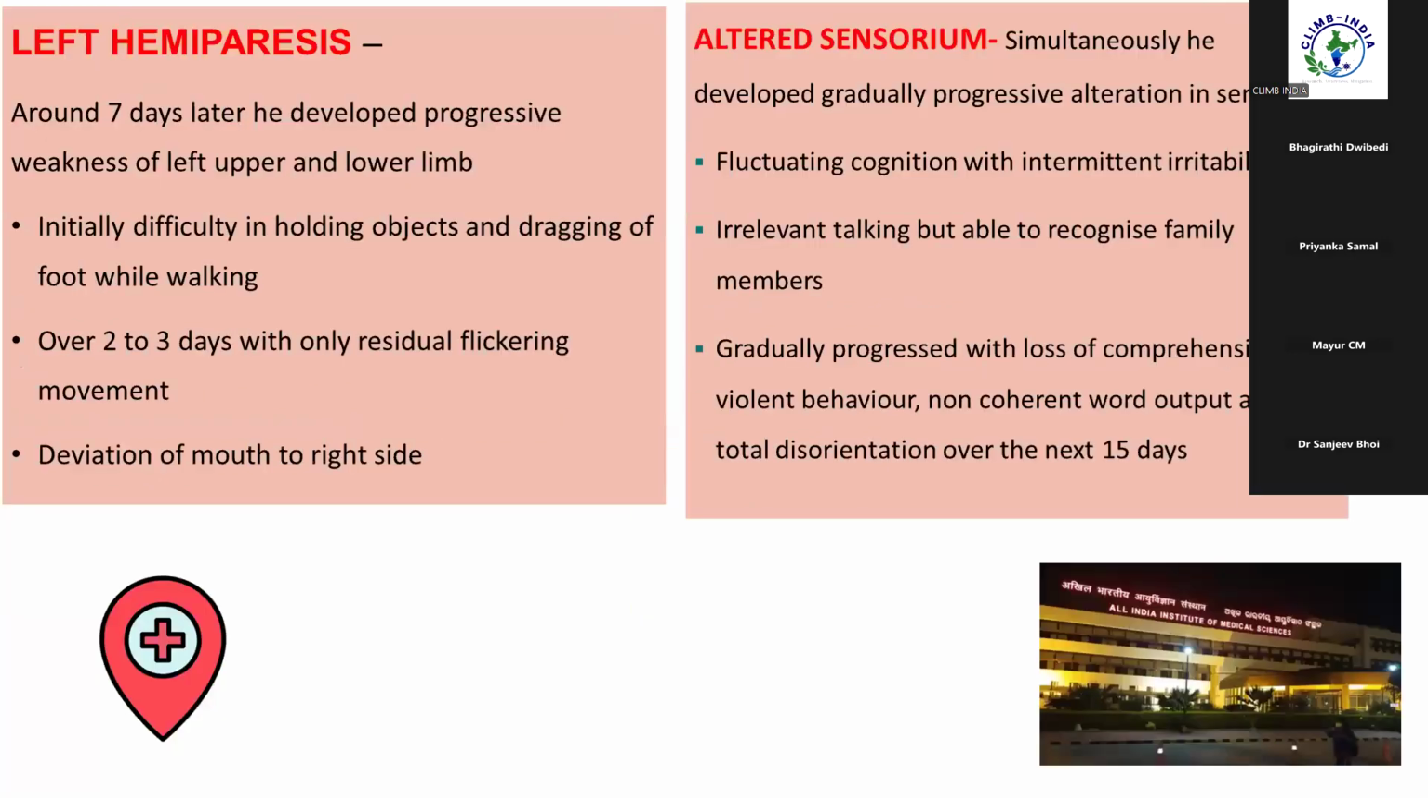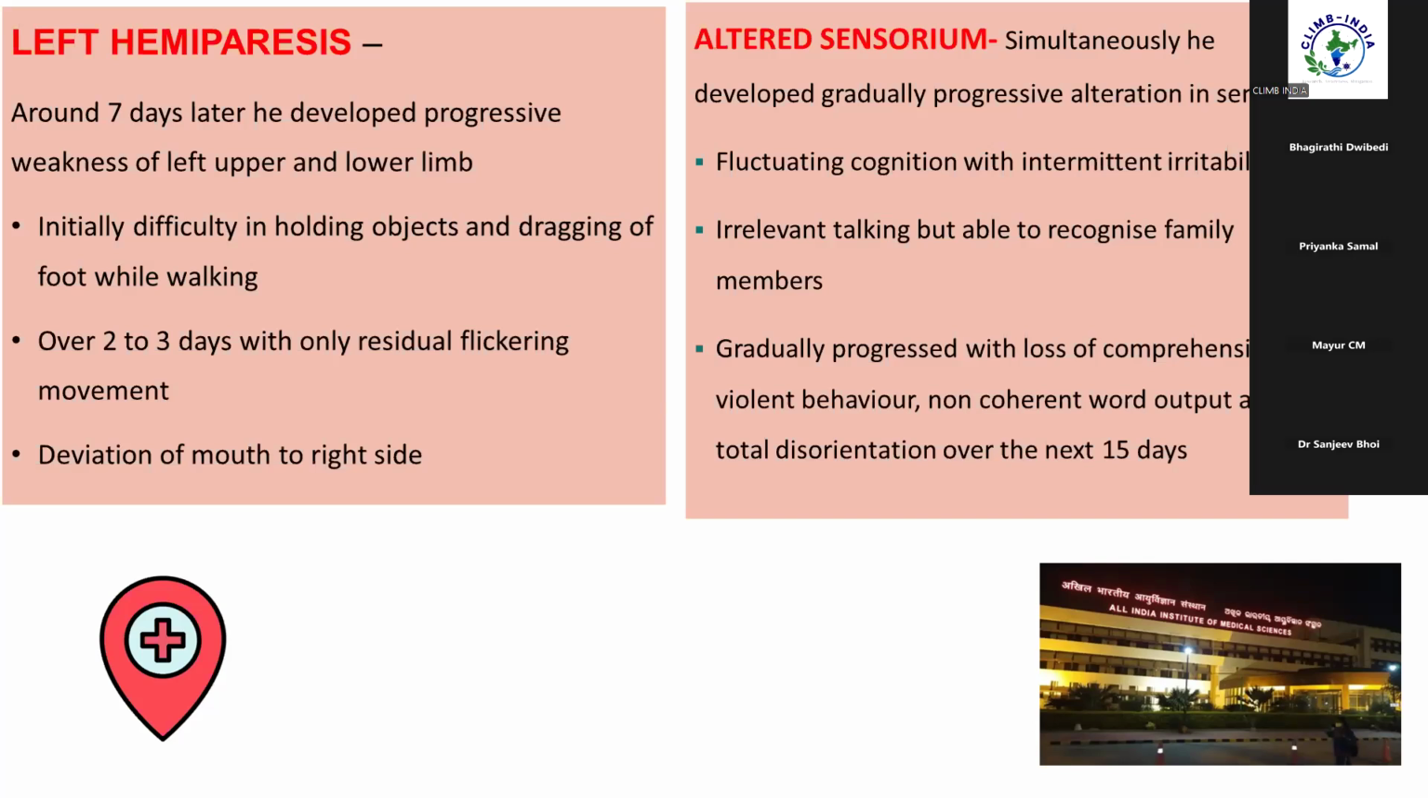About a week after the onset of fever, the patient developed complete left hemiparesis in the form of difficulty in holding objects in the upper limb and dragging of the foot while walking, which progressed over the next 2 to 3 days to severe weakness such that he was barely able to move his limbs on the left side, associated with some deviation of the angle of mouth to the right side.